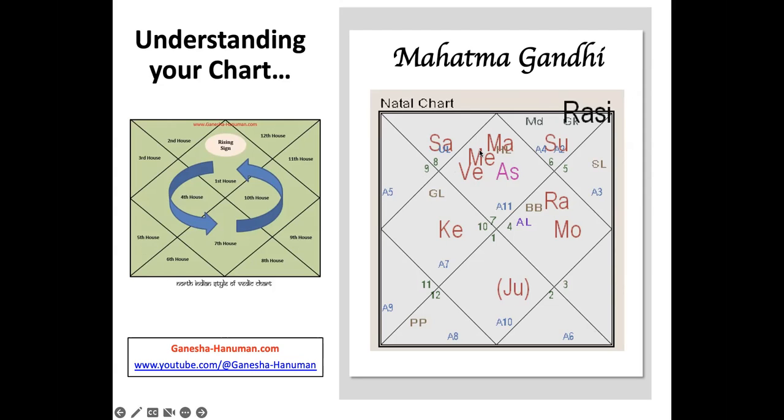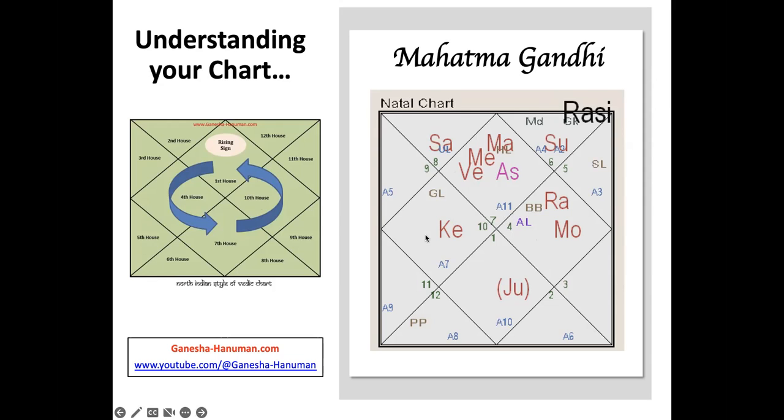You keep going counterclockwise. So for example, let's pick this house. It says 10th house here, but it says number 4 here, which is Cancer. This number 4, again, is the sign. It's not the house, it's the sign number. Number 4 sign is Cancer, we all know. So in Mahatma Gandhi's chart, the 10th house is Cancer.